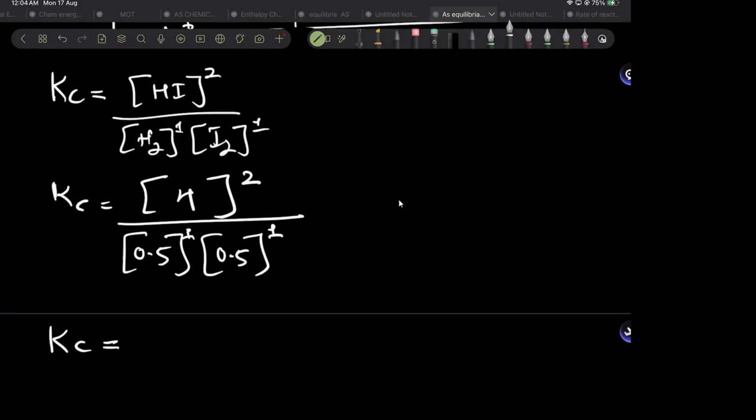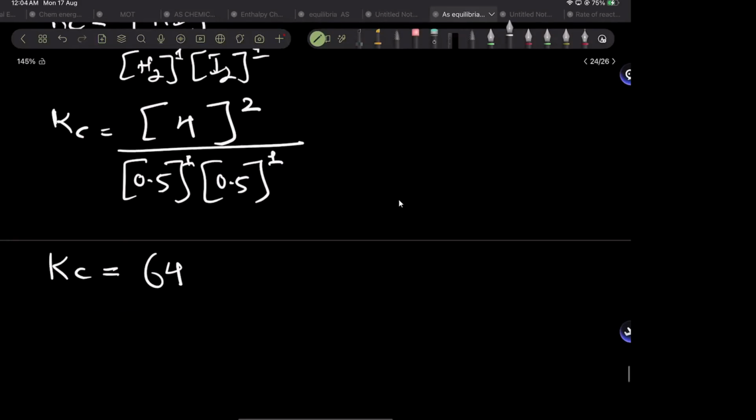64. Are you sure? It's 4 squared divided by 0.5 times 0.5. Yep, that's what I did. Exactly, 64. So now I have the value of Kc, but I also need to mention the unit of Kc.